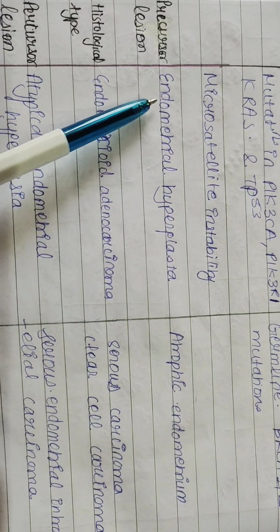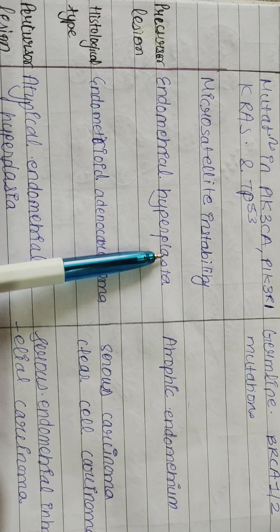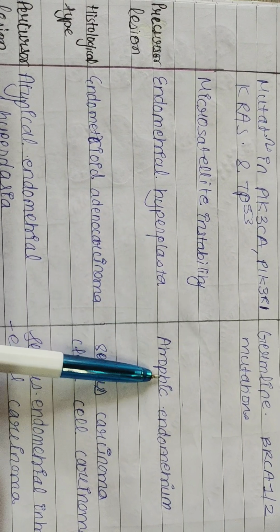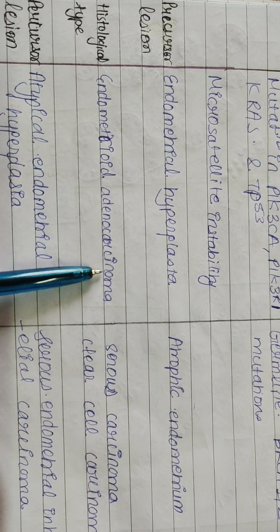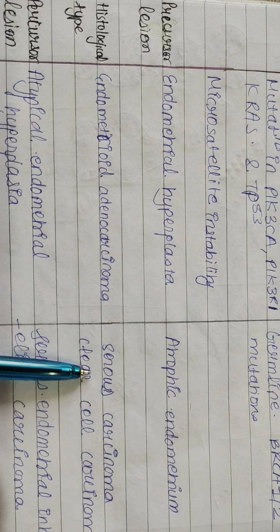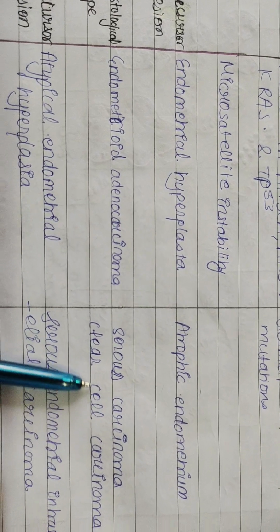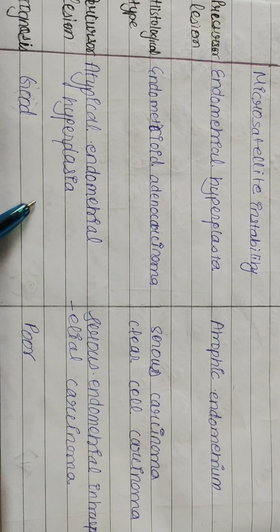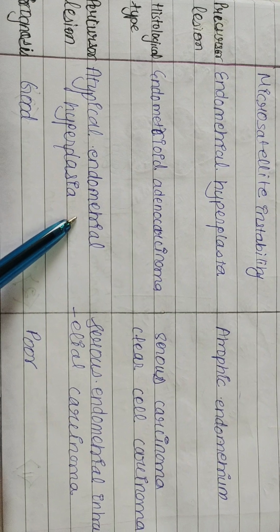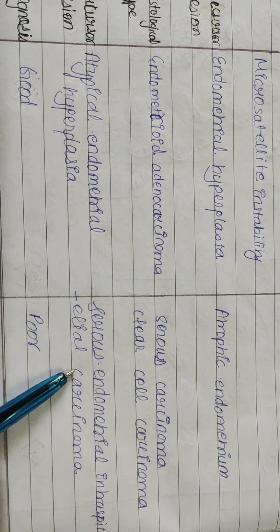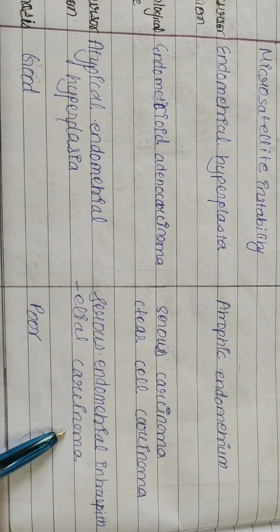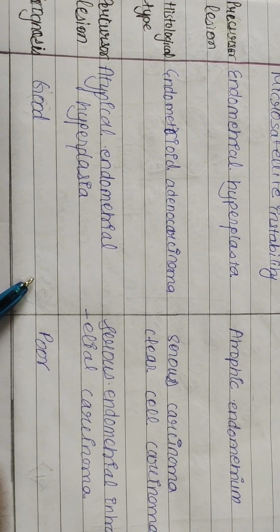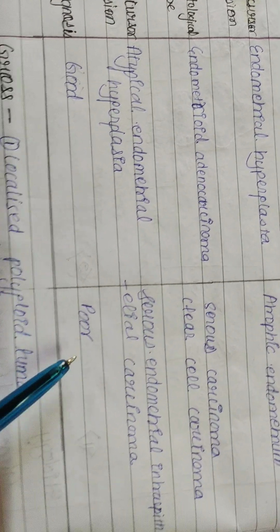Now the precursor lesion for type 1 is endometrial hyperplasia and for type 2 is atrophic endometrium. Histological type is endometrioid adenocarcinoma in type 1, and in type 2 serous carcinoma and clear cell carcinoma. Precursor lesions are atypical endometrioid hyperplasia. Here in type 2, serous endometrial intraepithelial carcinoma. Prognosis of type 1 is good and type 2 is poor.